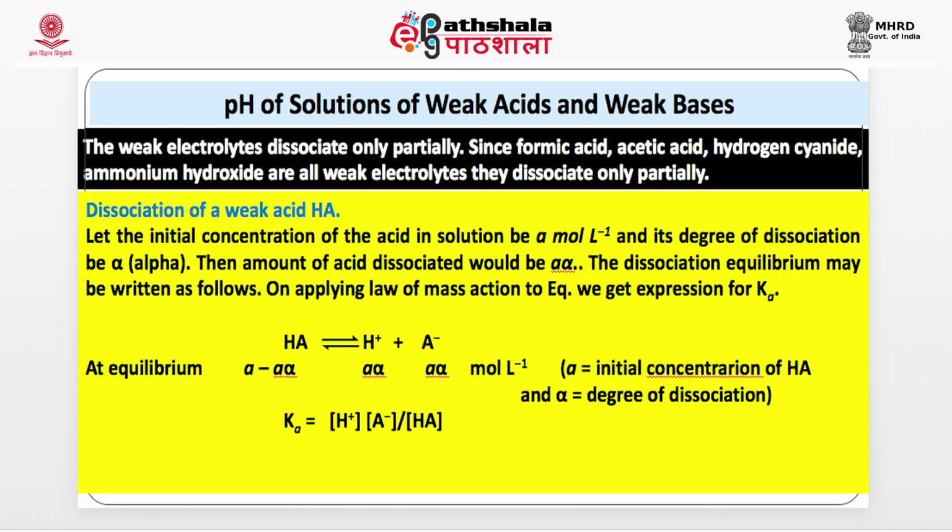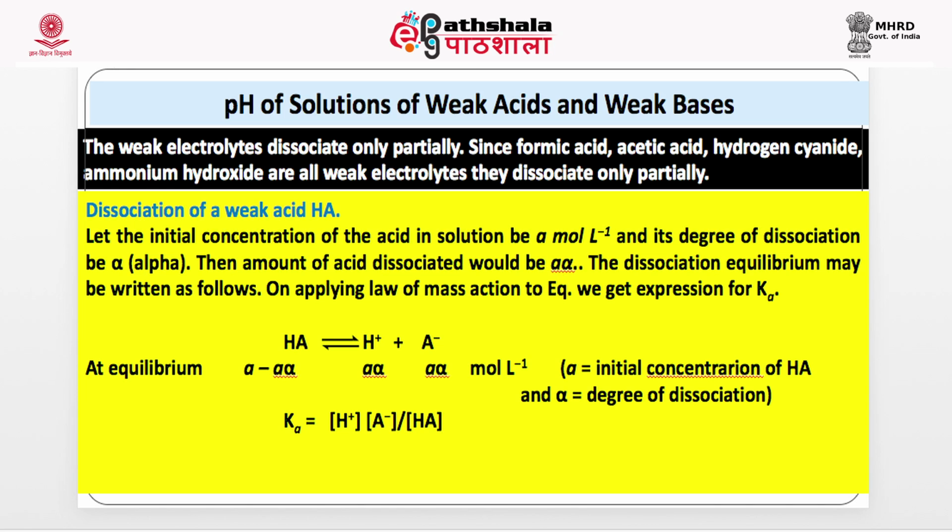pH of solutions of weak acids and weak bases is important. Some important acids are formic acid, acetic acid, hydrogen cyanide, ammonium hydroxide, H2S. They are environmentally important. The dissociation of an acid can be written as HA equals H plus plus A negative. Suppose the initial concentration is A and alpha is the degree of dissociation, then the amount dissociated will be A into alpha.